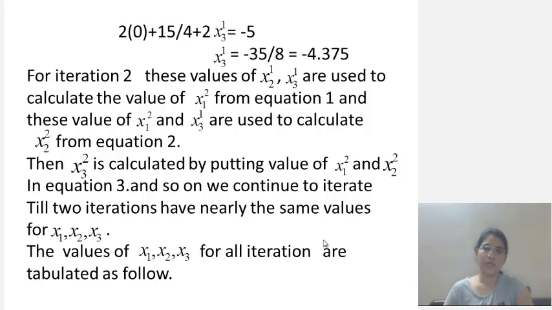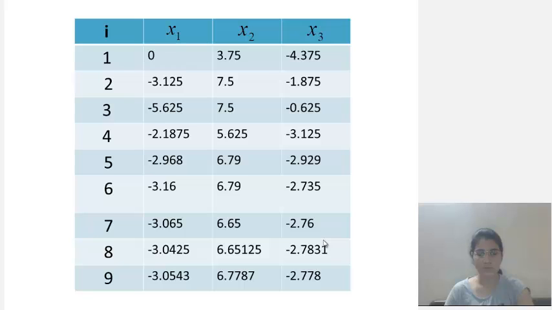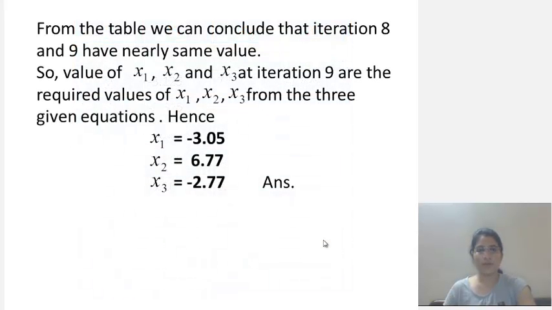And so on, we can continue to iterate till two iterations have nearly the same values for x1, x2 and x3. The values of x1, x2 and x3 for all iterations are tabulated as follows. We have done 9 iterations and we can see at iteration number 8 and iteration number 9 the values of x1, x2 and x3 are nearly the same. The difference is only 0.01. So the values of x1, x2, x3 at iteration 9 are the required values from the three given equations. Hence x1 equal to minus 3.05, x2 equal to 6.77 and x3 equal to minus 2.77. This will end the solution for the fourth question.